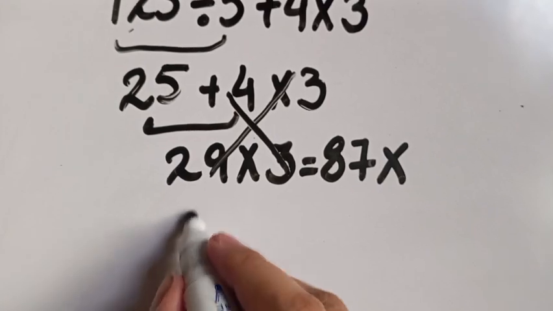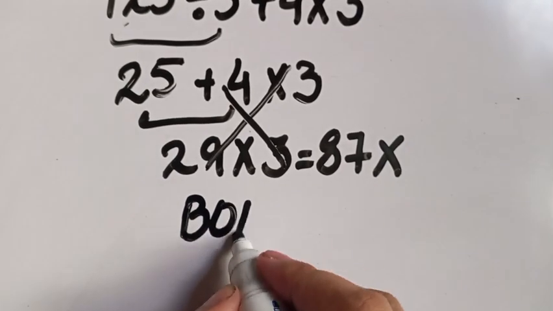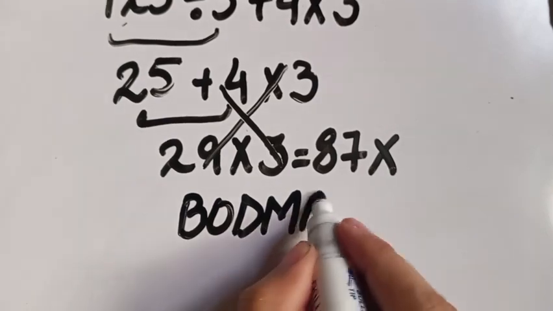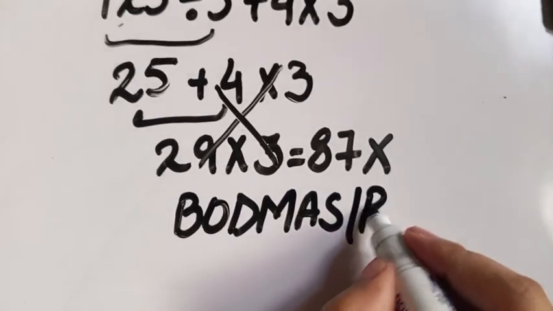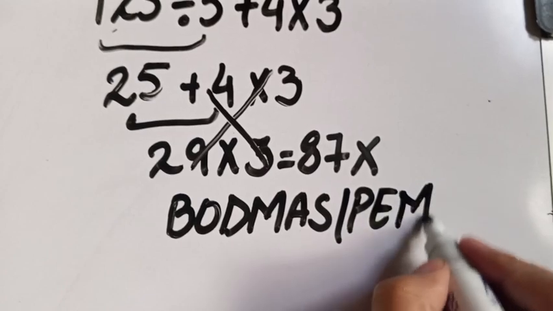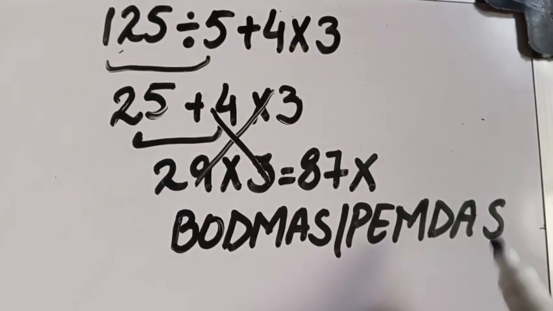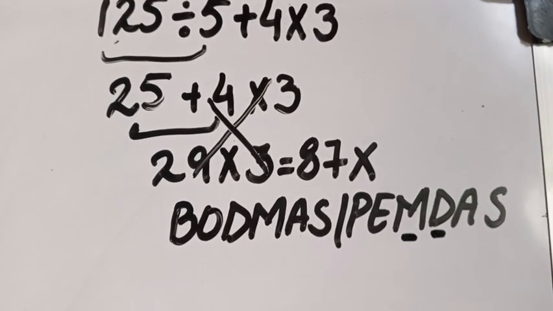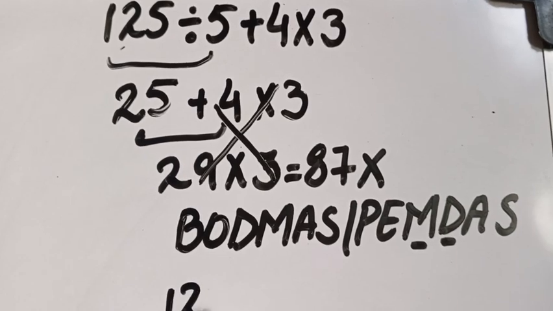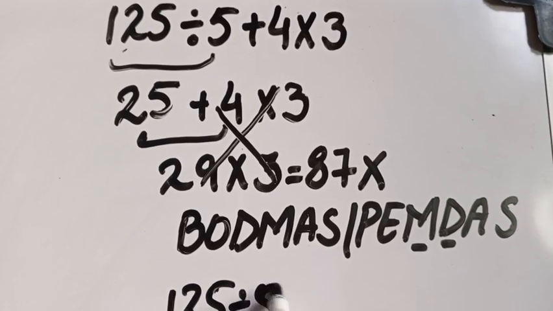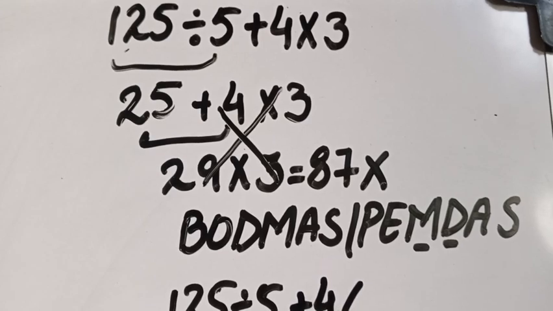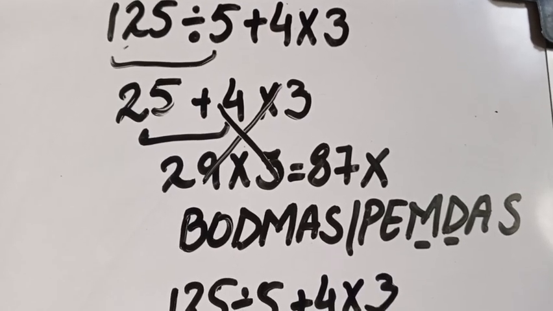Here we apply the BODMAS rule or PEMDAS rule: brackets, order, division, multiplication, addition and subtraction. Now here we apply multiplication and division, which come at the same position, from left to right.